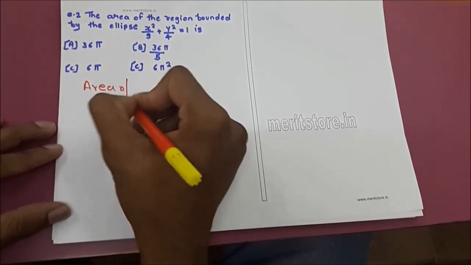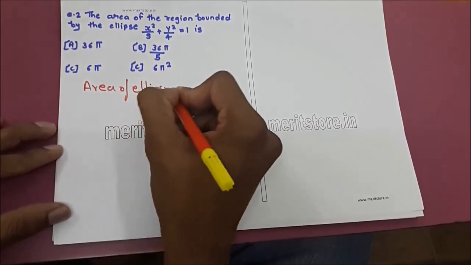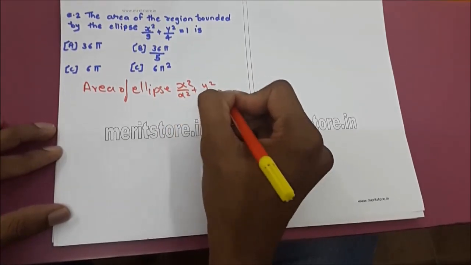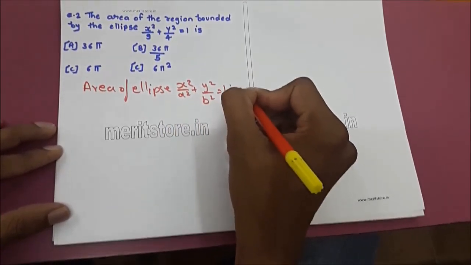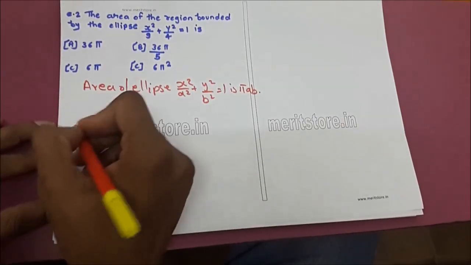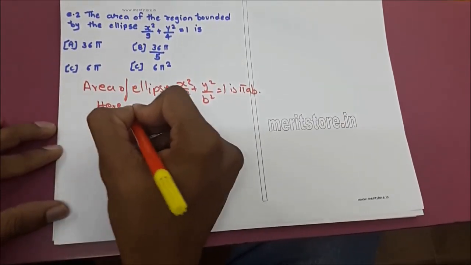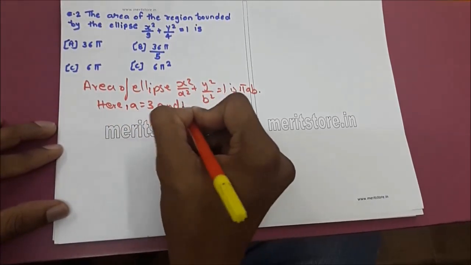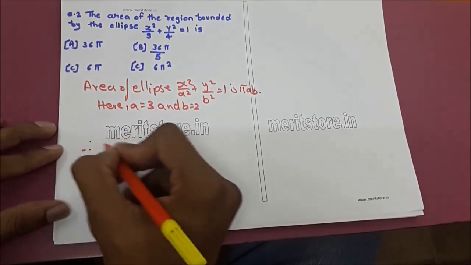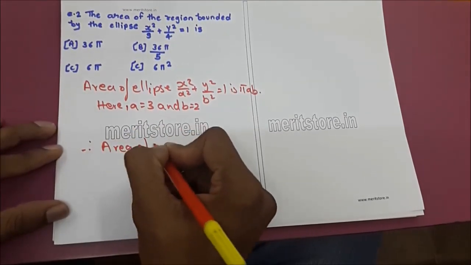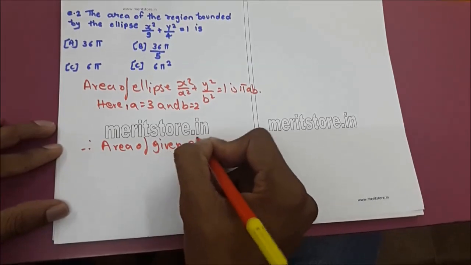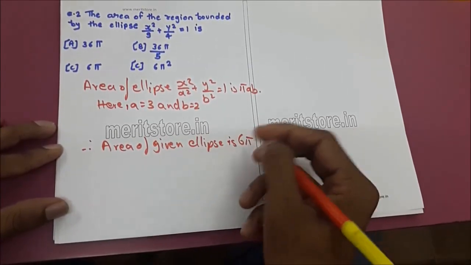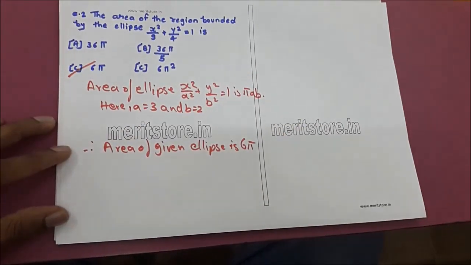Area of the ellipse x square by a square plus y square by b square equals 1 is pi a b. Here a is equal to 3 and b is equal to 2. Therefore, the area of the given ellipse is 6 pi, which is option C. Option C is the correct answer.